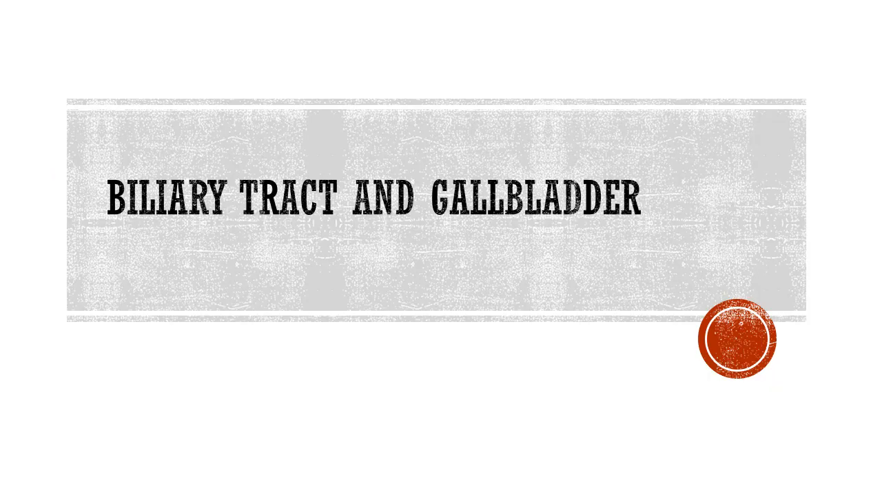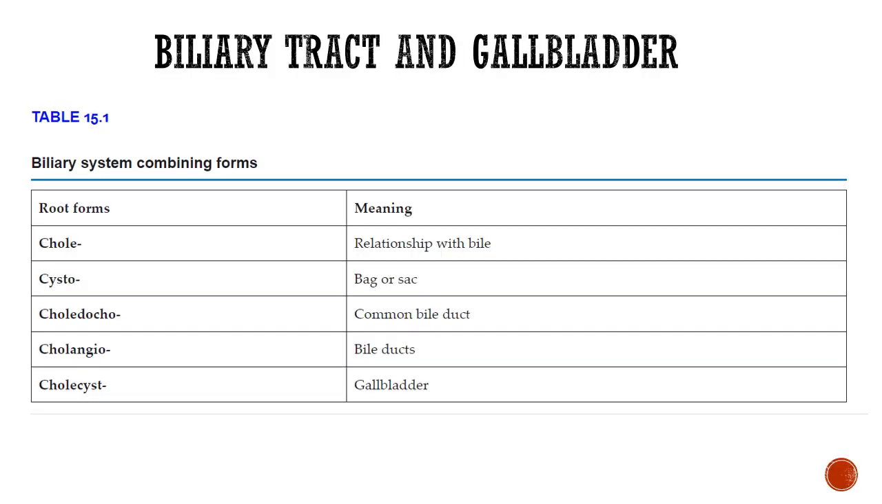Okay, so last but not least is the biliary tract and the gallbladder. So here are some word roots that are important for us. The term chole means bile. Cysto means bag or sac or bladder. Choledocho means bile duct, so choledocho means common bile duct. Cholangio technically is not bile ducts, it's technically bile vessels. And then cholecysto is the gallbladder. So we do a cholecystectomy, that's a removal of the gallbladder.